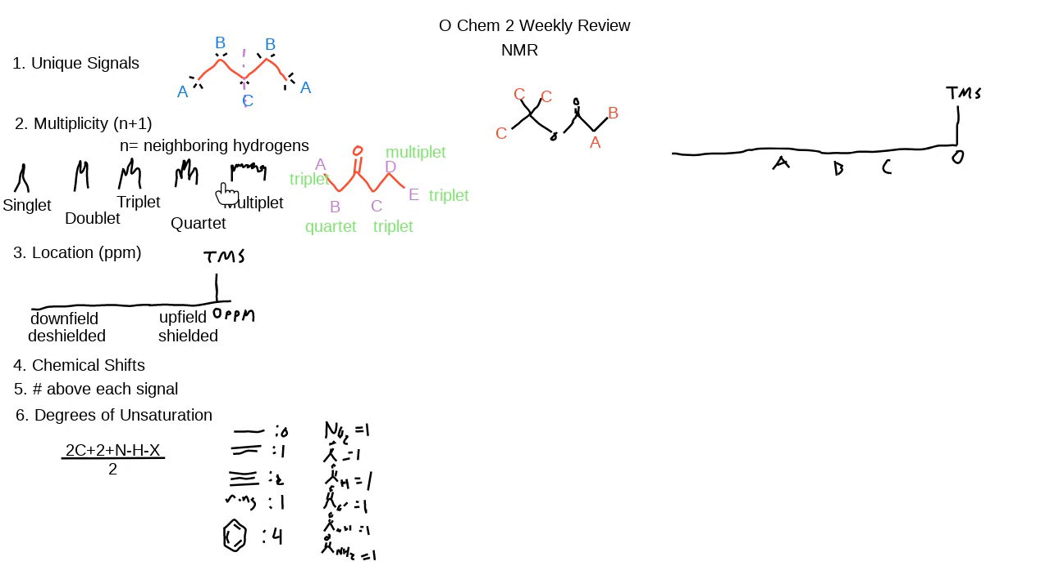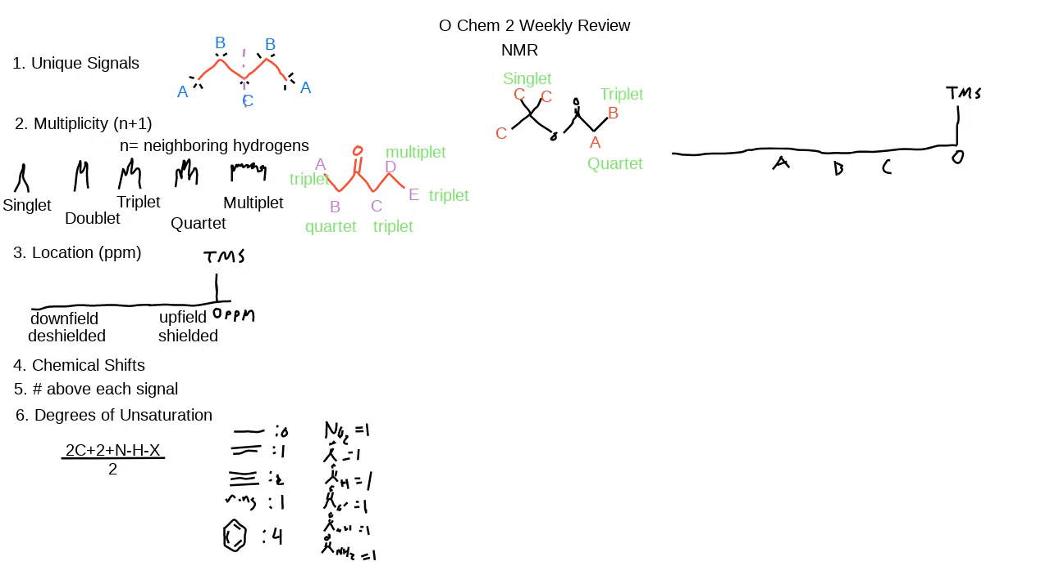Okay, and then let's do our multiplicity real quick. C is neighboring 0 hydrogens. So C's neighbor is 0 plus 1, which is a singlet. A is neighboring B. B contains 3 hydrogens, so 3 plus 1 is a quartet. So A's multiplicity is a quartet. B is neighboring A. A has 2, so 2 plus 1 equals 3. B's multiplicity is a triplet.